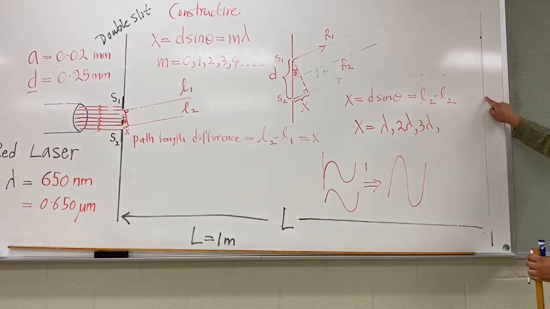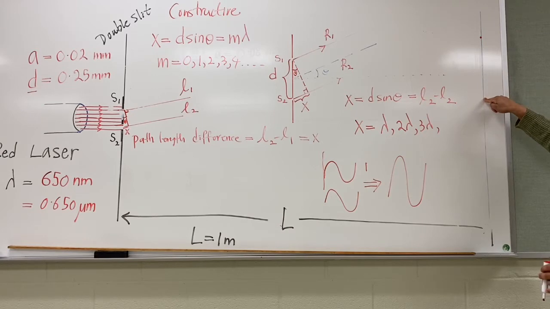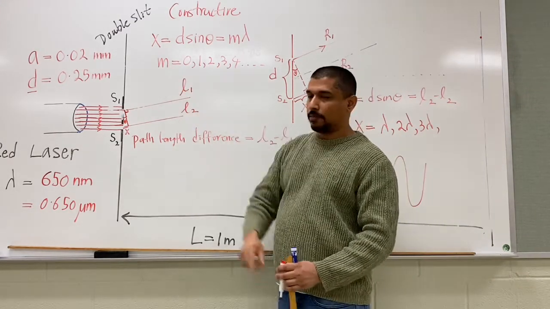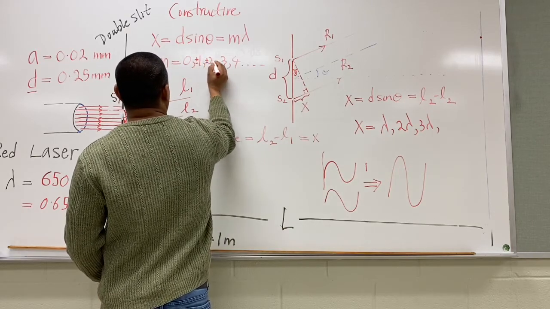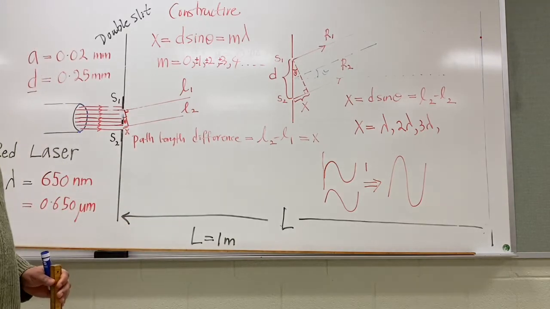Now we are going in this direction. How about negative numbers for m? Also possible when you're going downward. So both positive and negative integers are possible as m. So I can write 0, plus and minus 1, plus and minus 2, plus and minus 3. That is the condition for constructive interference.